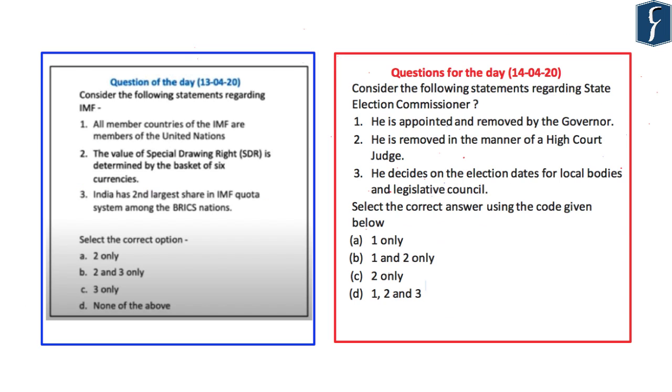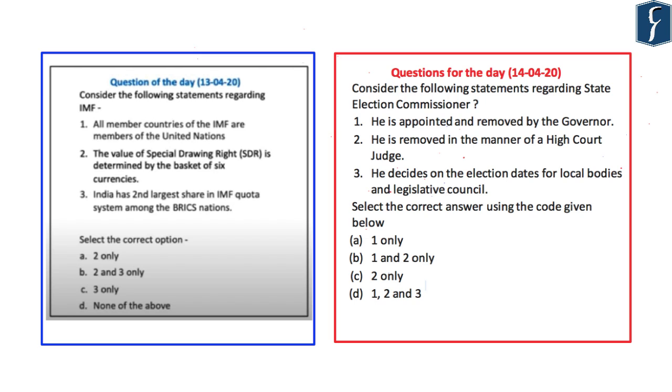The question is, consider the following statements regarding State Election Commissioner. Statement number 1, he is appointed and removed by the Governor. Statement number 2, he is removed in the manner a High Court judge is removed. Statement number 3, he decides on the election dates for local bodies and state legislative council. Select the correct answer using the code given below. 1 only, 1 and 2 only, 2 only, 1, 2 and 3.